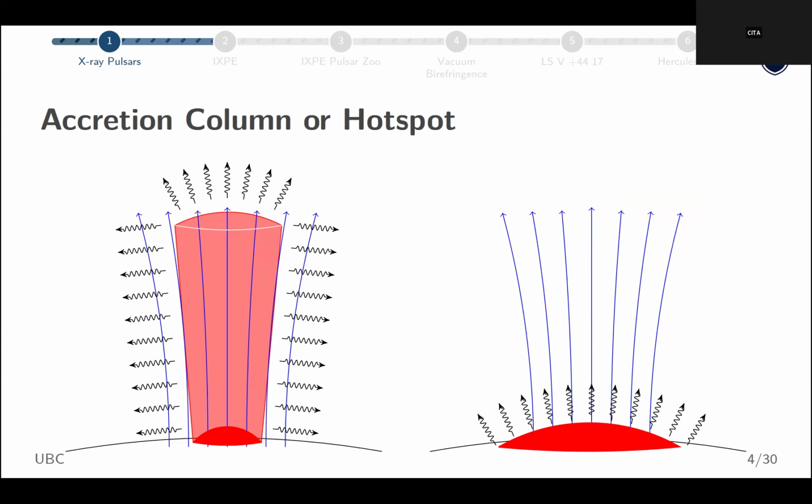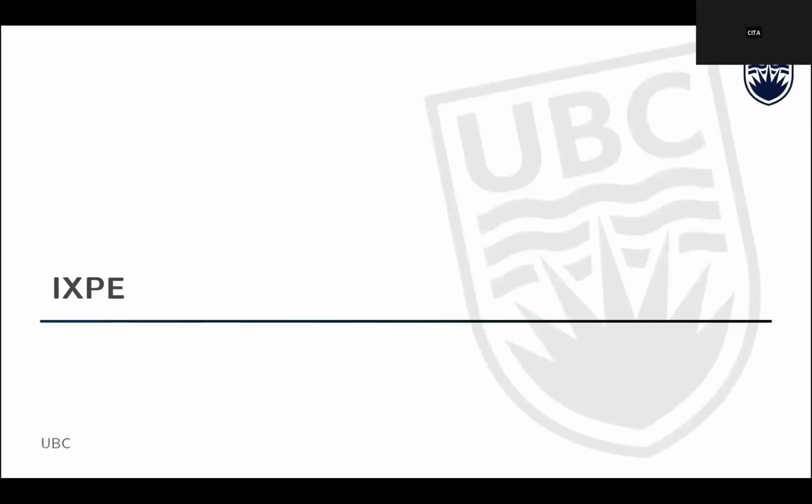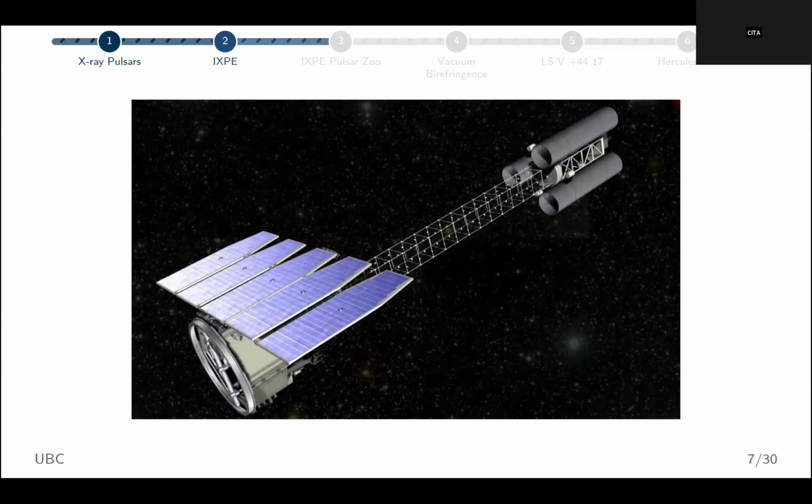Okay? So, well, let's build it. Build some instrument to measure this. So this is an artistic rendition of IXPE. It has 3 X-ray telescopes and then 3 detectors down here that basically run in parallel. This is an extended optical bench. It was launched on a Falcon 9.